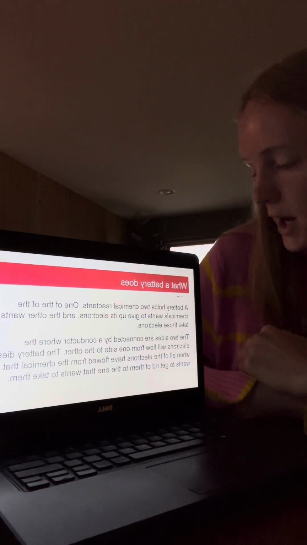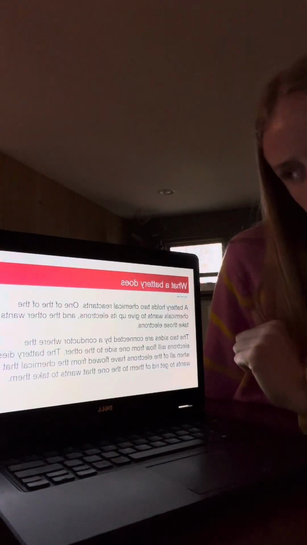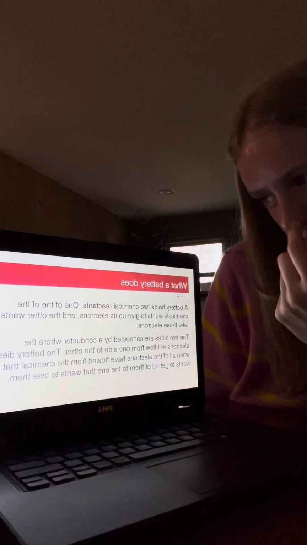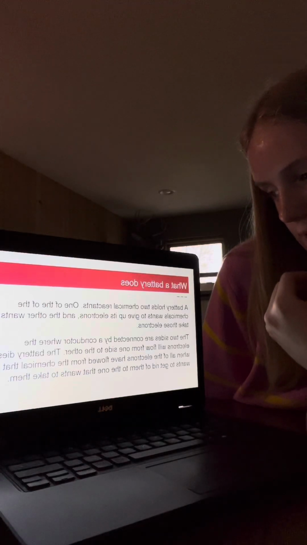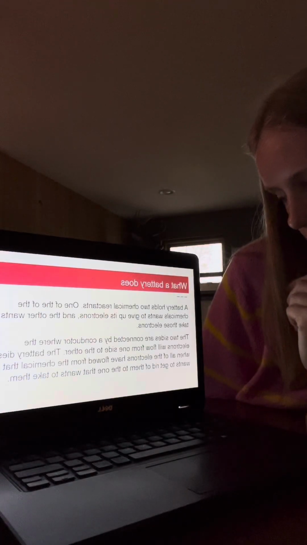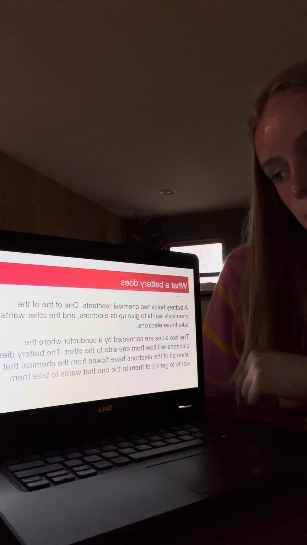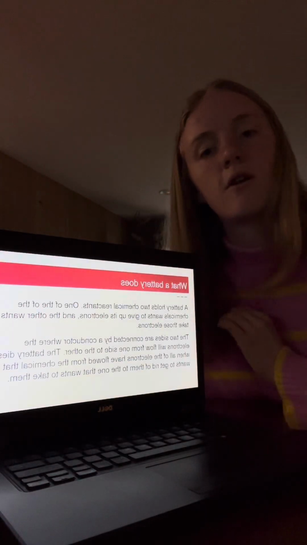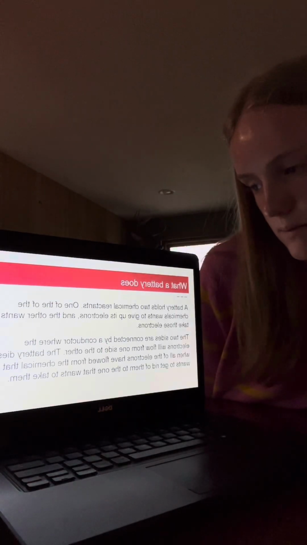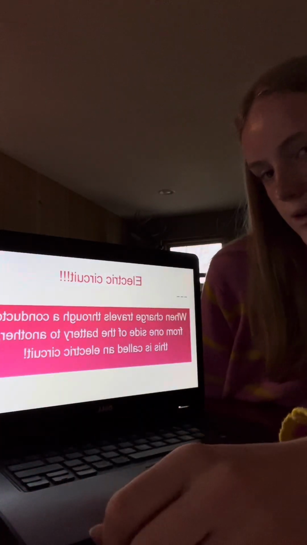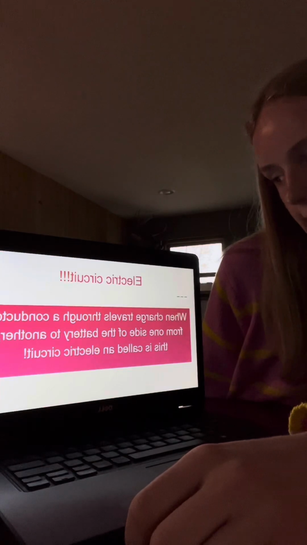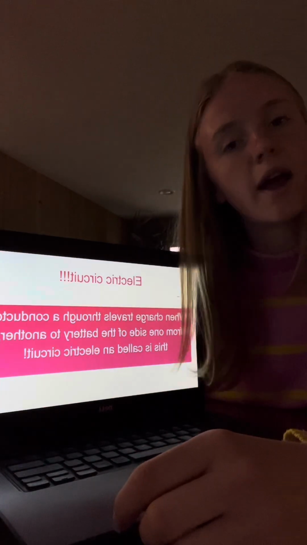A little bit about what a battery does. A battery holds 2 chemical reactants. One of the chemicals wants to give up its electrons and the other wants to take those electrons. The 2 sides are connected by a conductor where the electrons will flow from one side to the other. And the battery dies when all of the electrons have left the reactant that wants to get rid of them and have gone to the one that wants to take them. When charge travels through a conductor from one side of the battery to another, this is called an electric circuit.